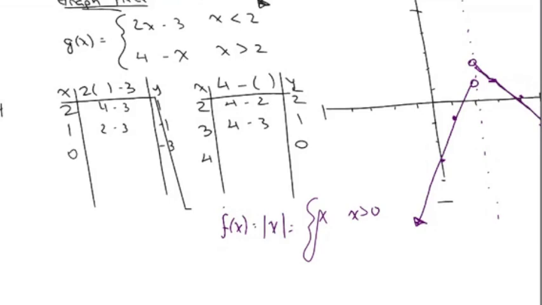Therefore, the absolute value of a positive number is itself. How do you read this in English? X is negative. What happens when you take the absolute value of a negative number? It becomes positive. How do you make it positive? By multiplying it by negative 1. So this becomes negative x.